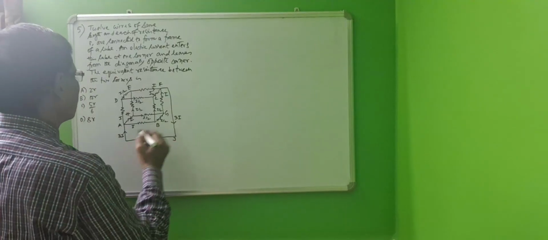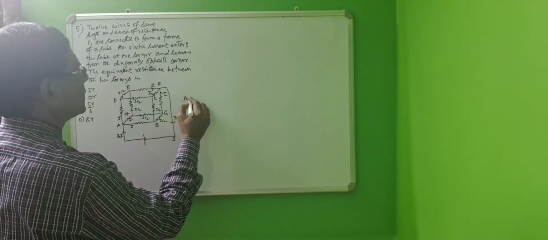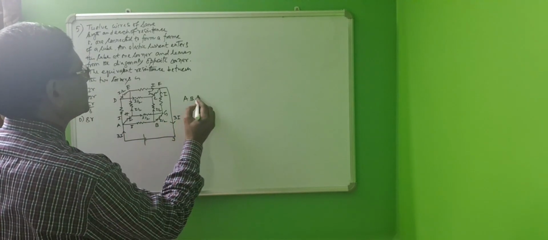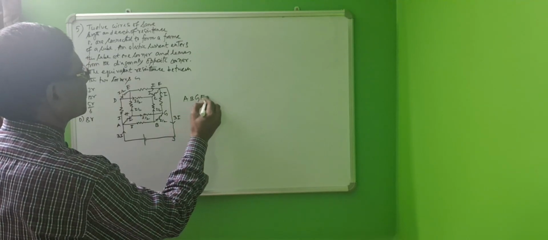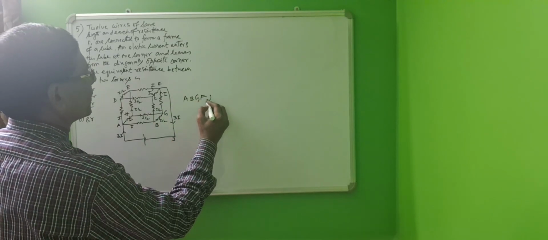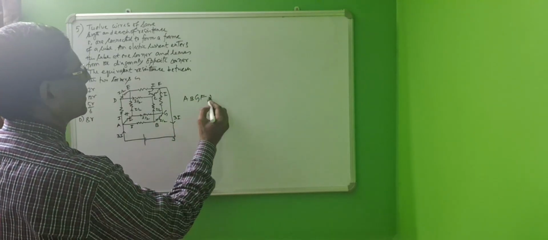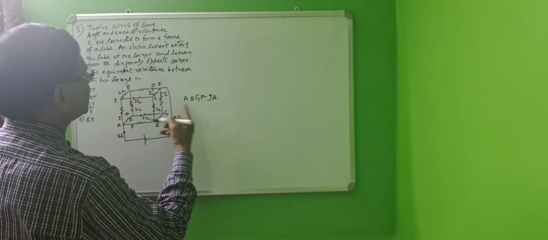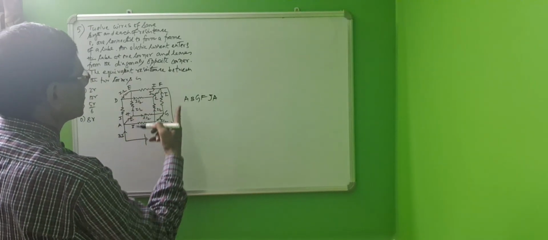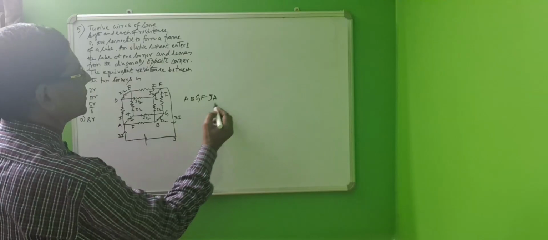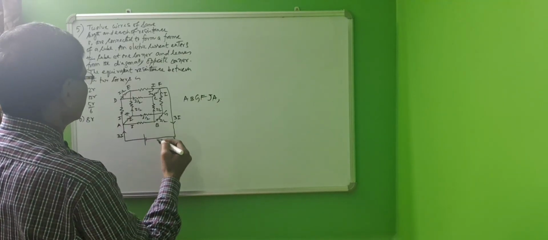Applying Kirchhoff's second law in the circuit A, B, G, F, J, A. What do we get?